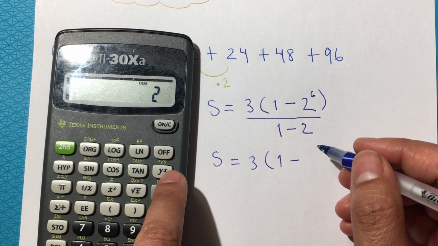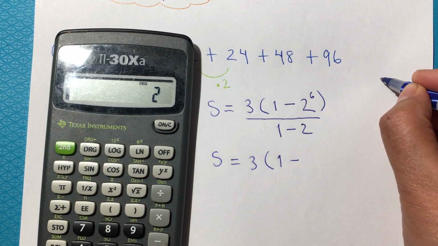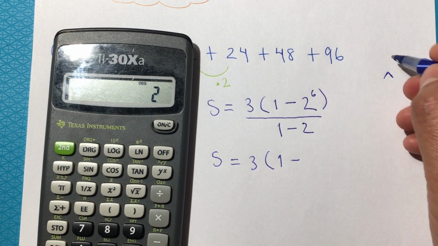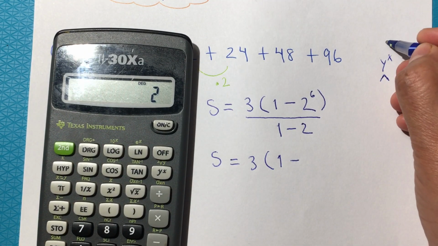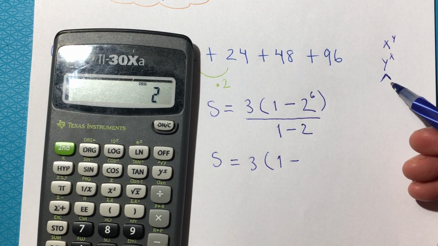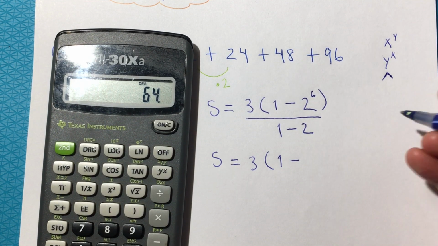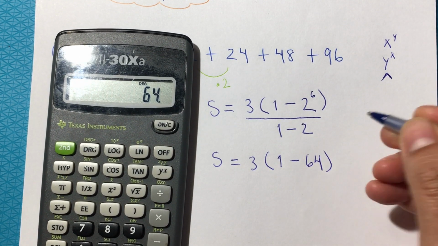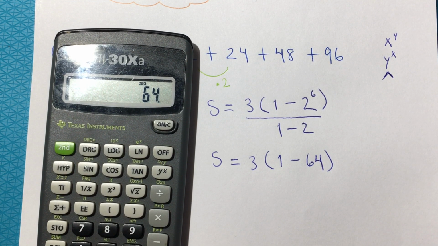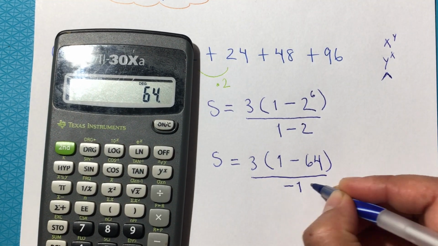The power button is y to the x. Sometimes you have x to the y, and sometimes you have a little symbol like this to represent power. So 2 to the 6th power will be 64. Or you can do 2 times 2 is 4, times 2 is 8, times 2 is 16, times 2 is 32, times 2 is 64. Then 1 minus 2 is -1.